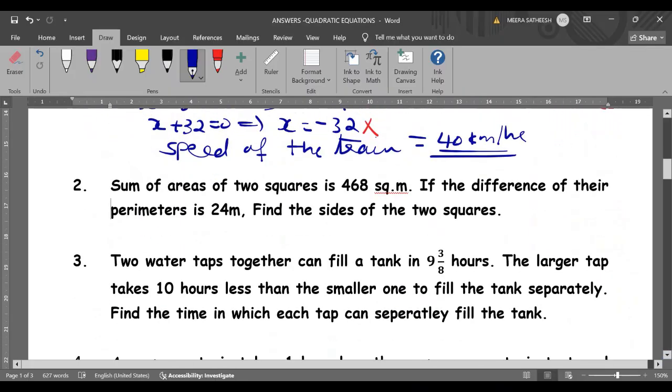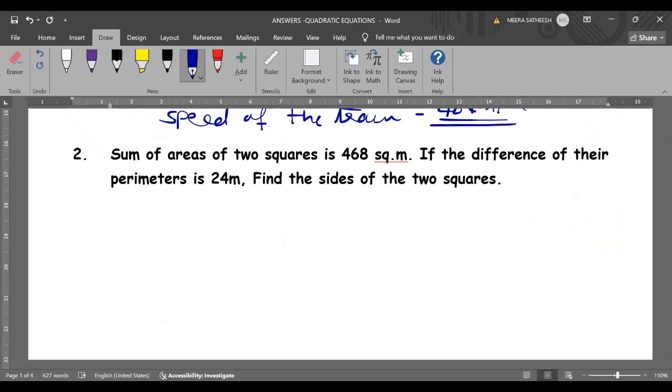Question number 2. The sum of areas of two squares is 468 square meter. If the difference of their perimeters is 24, find the sides of the two squares. So two squares, let us assume. Let us take the side of this square as x, the side of this square as y, and x greater than y. So as per the first condition, the areas of the two squares are given. So I can write x square plus y square is equal to 468.